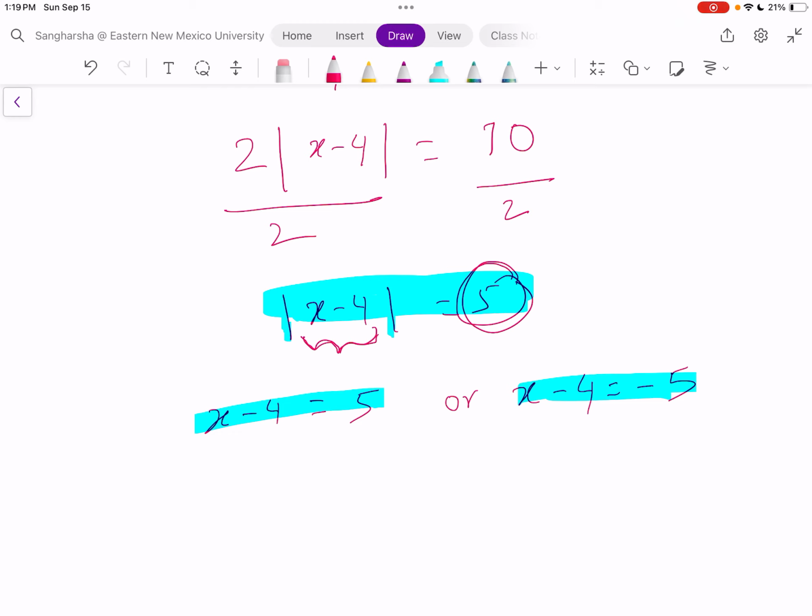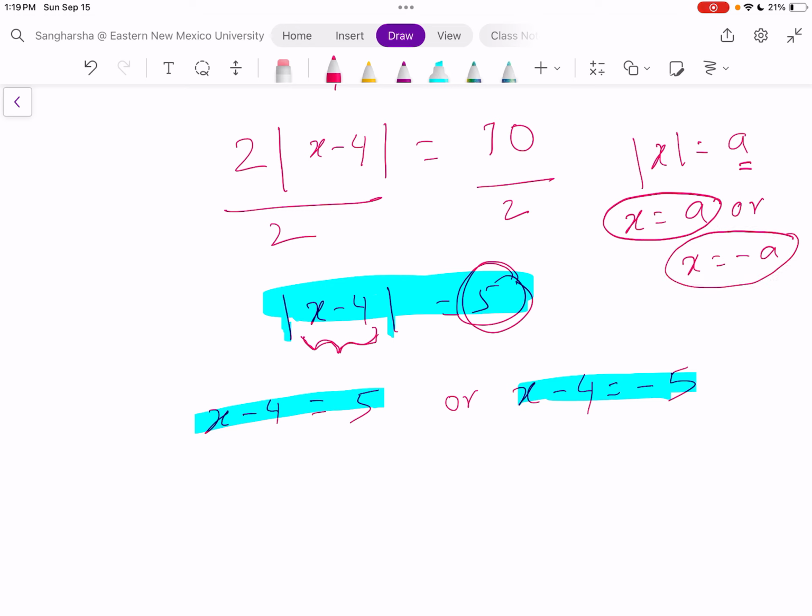For example, if you have absolute value of x equals positive a, then this is equivalent to x equals positive a or x equals negative a. So you are always going to have two equations whenever you are rewriting your absolute value equation without using the absolute value sign.